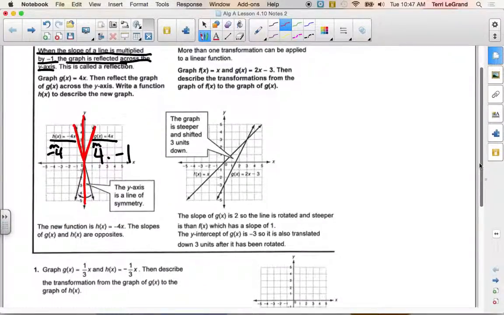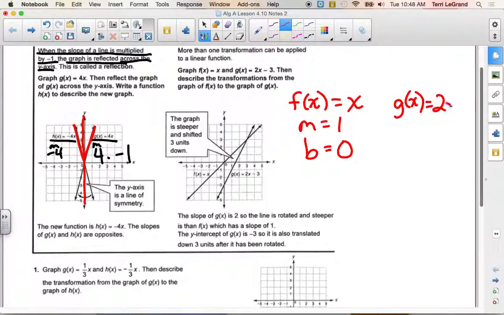So notice what they have here. They have graph f of x equals x. Would you write that over here, by the way? F of x equals x. What's that one called again? The parent function. That one happens to be the parent linear function. What's its slope again? 1. What's its y-intercept? 0. But now they have g of x because f of x was transformed, and its equation is 2x take away 3. What's its slope?